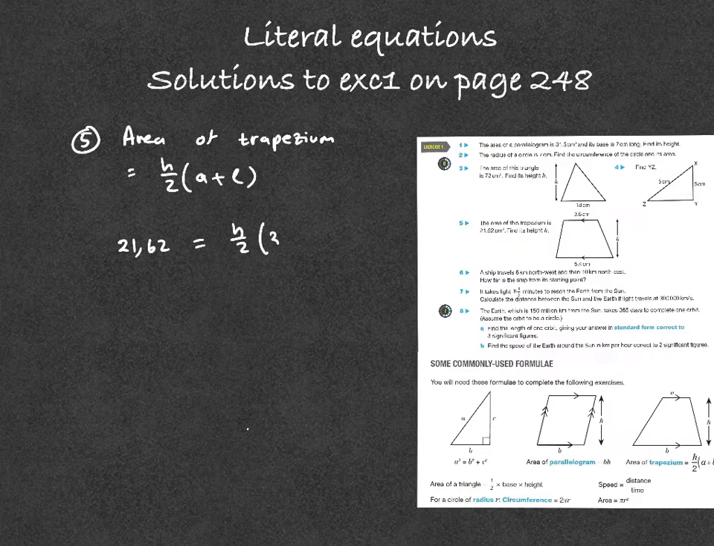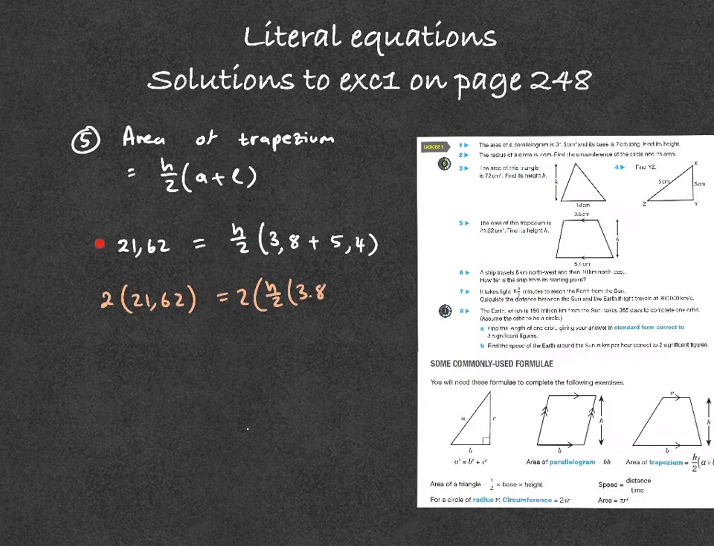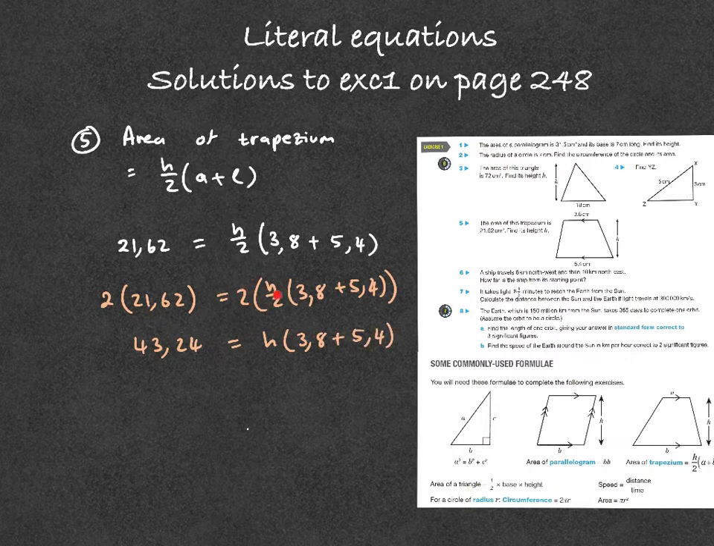So we've got the area, 21.62 is equal to h over 2. Those two lengths of the parallel sides are 3.8 and 5.4, so we need to add them together. The first thing that's annoying us is that divide by 2, so we're going to multiply by 2 on both sides. So what do we have then? 2 times 21.62 is equal to 43.24. And of course, if you multiply 2 by that, you just get h.